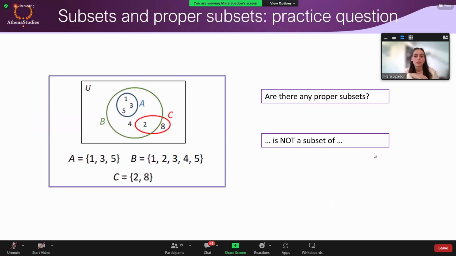So let's try a little practice question. Are there any proper subsets in this image? And could you tell me which one that is?